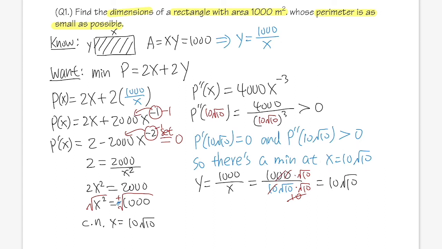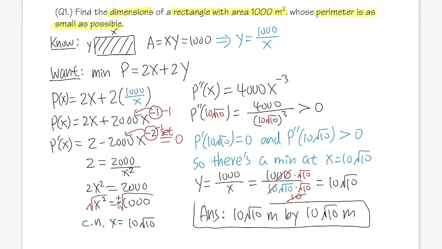And that's a fact. Whenever you have a given area, and you want the perimeter to be as small as possible, you are pretty much getting a square. And I'll just write down the answer in this case like that. We want the dimensions to be 10 square root of 10 meters by 10 square root of 10 meters. So this is how I will present the answer.